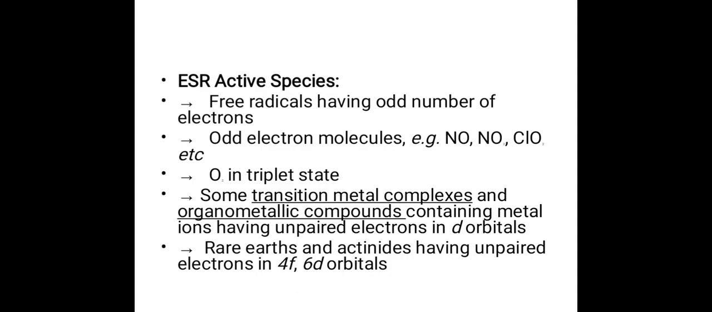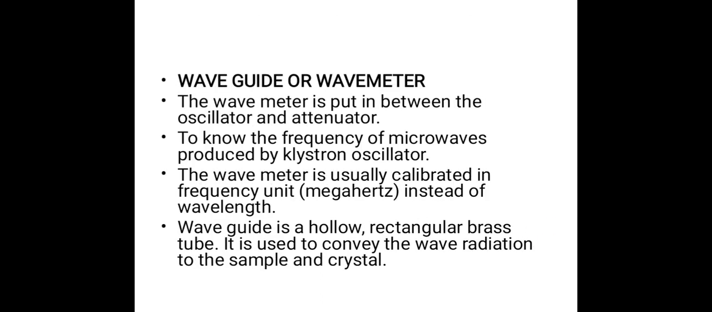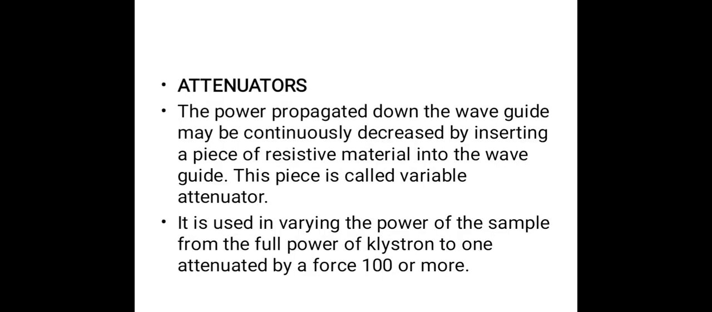Then waveguide or wave meter. First we need a klystron, which acts as a source of radiation. Next, waveguide or wave meter. The wave meter is put in between the oscillator and attenuator to know the frequency of microwaves produced by the klystron oscillator. The wave meter is usually calibrated in frequency units instead of wavelength. Waveguide is a hollow rectangular brass tube that is used to convey the radiation to the sample and crystal.